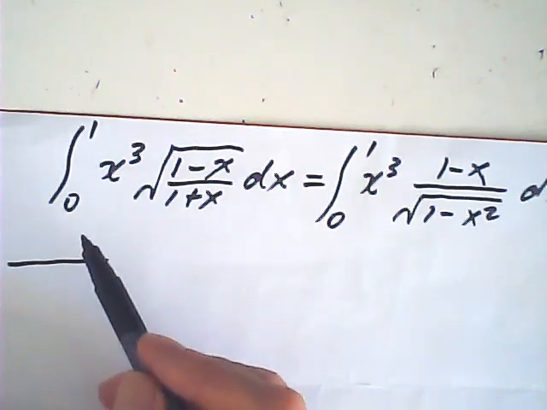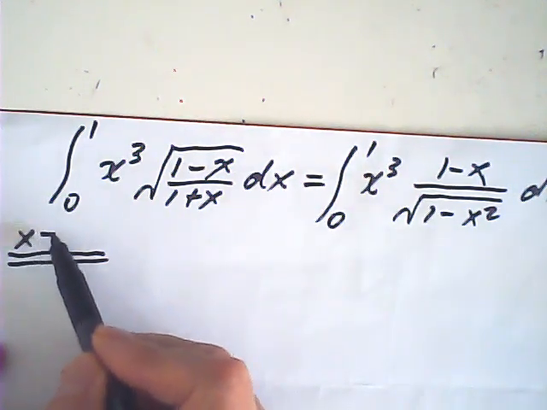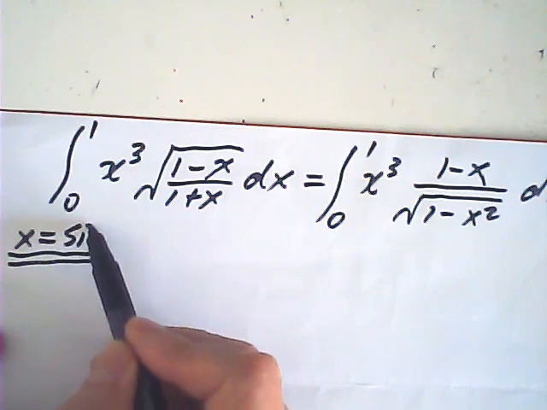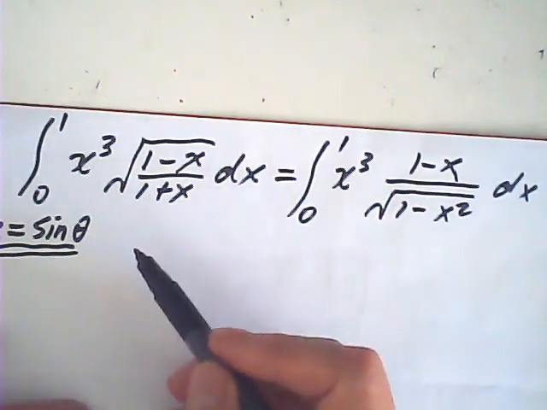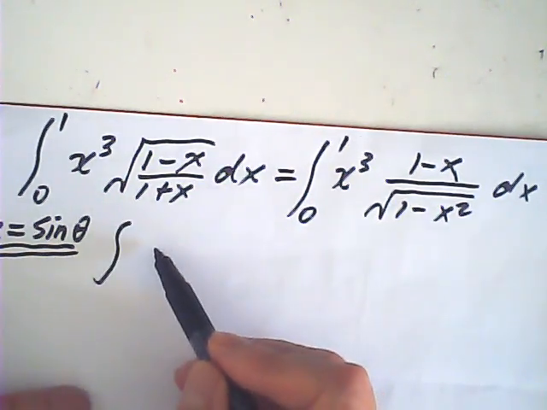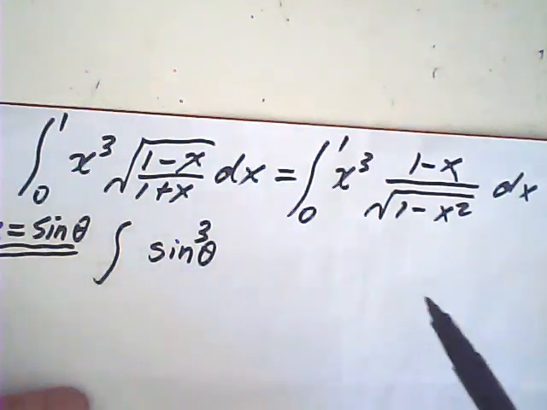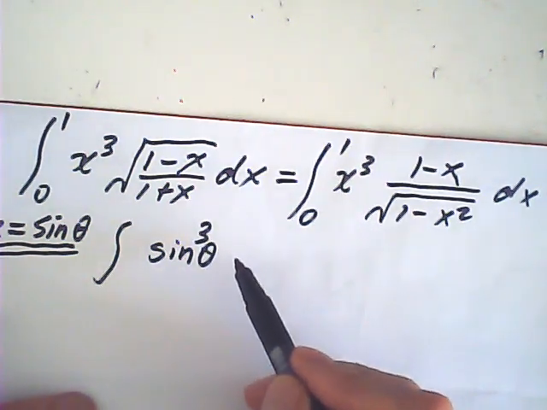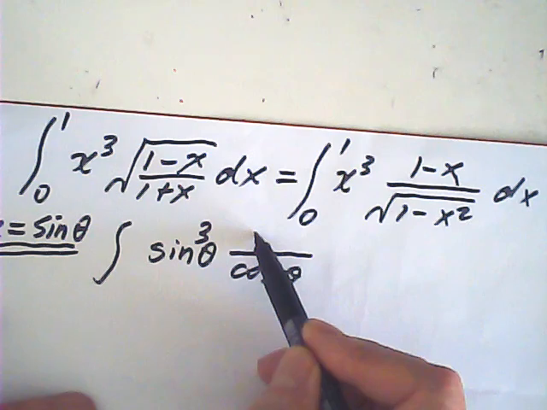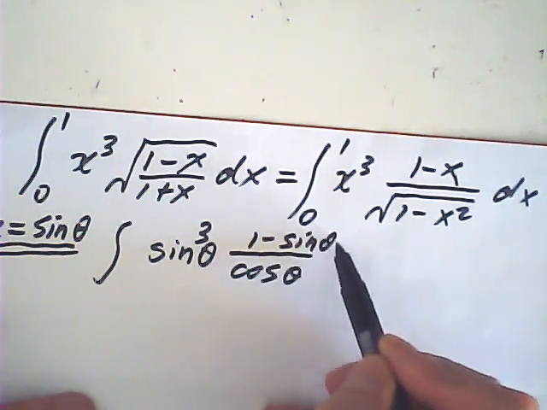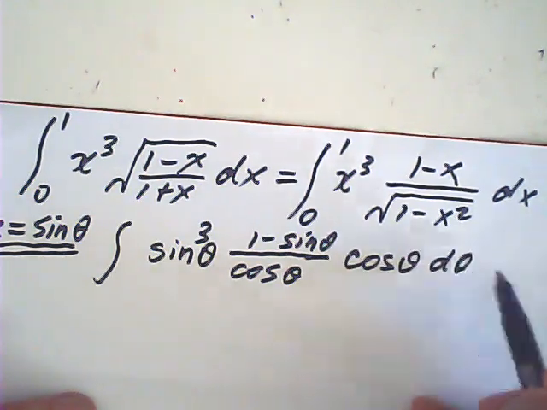Then I start with substitution. I let x be sine theta. The reason is obvious, to get rid of the square root, right? So this one is equal to, this will be sine cube, right? This is equal to cosine. This is 1 minus sine. dx will be cosine theta d theta.